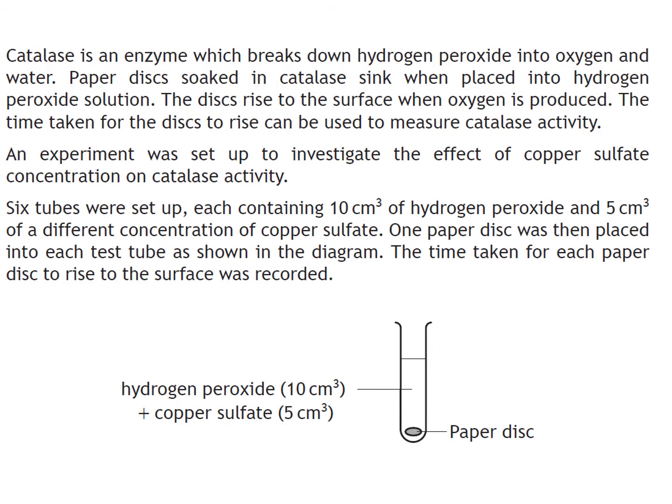Okay, so we have a catalase experiment. It's an enzyme that breaks down hydrogen peroxide into oxygen and water, assuming we all still remember HP cow. We have paper discs soaked in catalase. They sink down in hydrogen peroxide and then they rise to the surface as the oxygen is produced. Time taken can be linked to catalase activity.